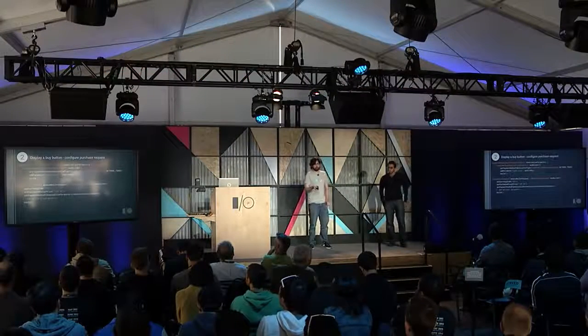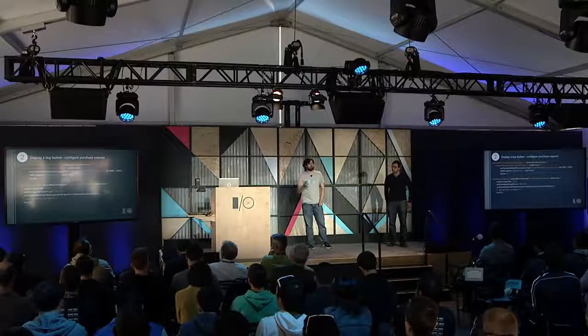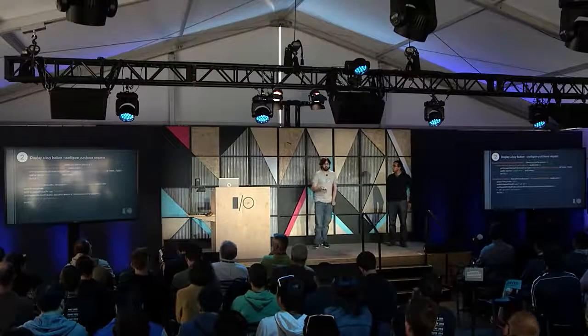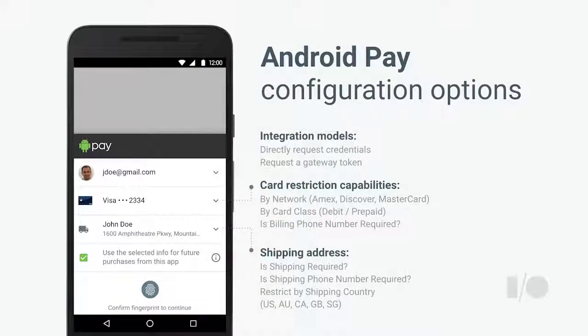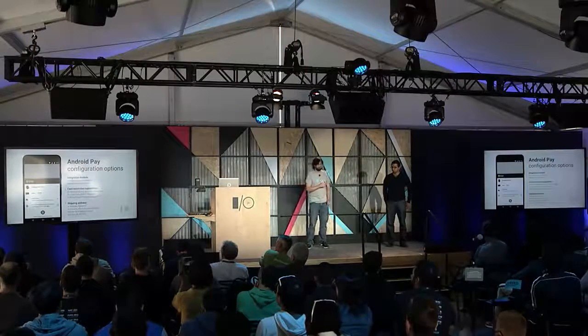Now, besides these 3 required parameters, there are also some optional parameters that you can use to customize our flow to meet the needs of your app. So you can request shipping. You can say if you need a phone number. You can have us actually filter out the cards that you don't support. For example, if you don't support prepaid cards, you can specify that in the request. And this provides a highly customizable UI for your flow.